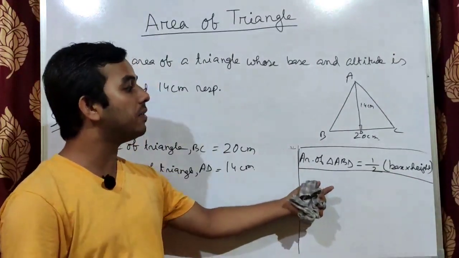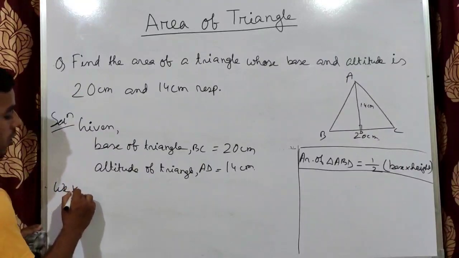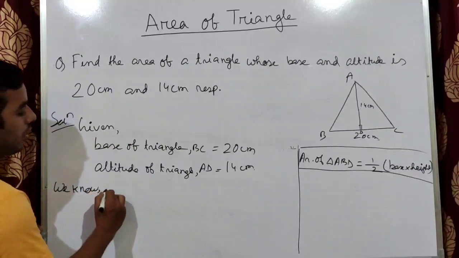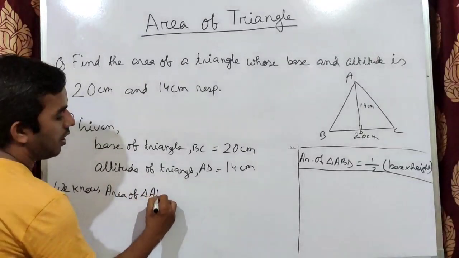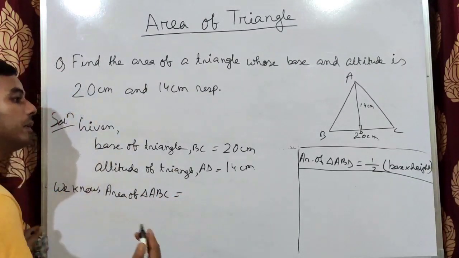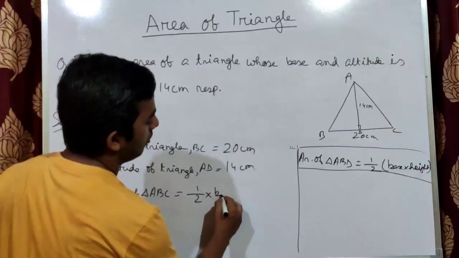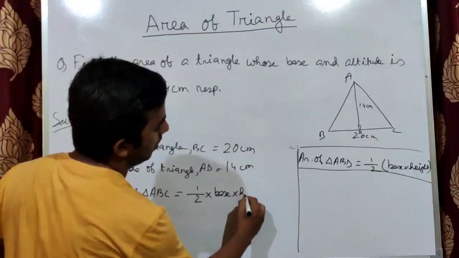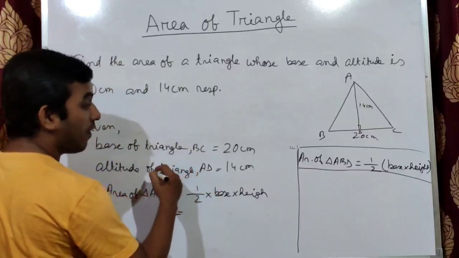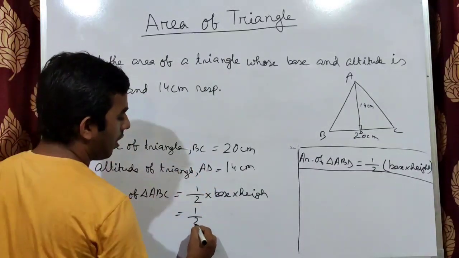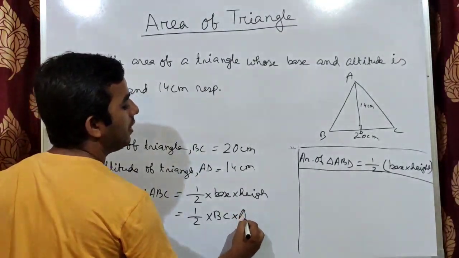Now we know area of triangle ABC is how much? Half into base into height. So we write half into base into height. Up to this clear? Okay. Now our base is BC, so half into BC into our height is AD.